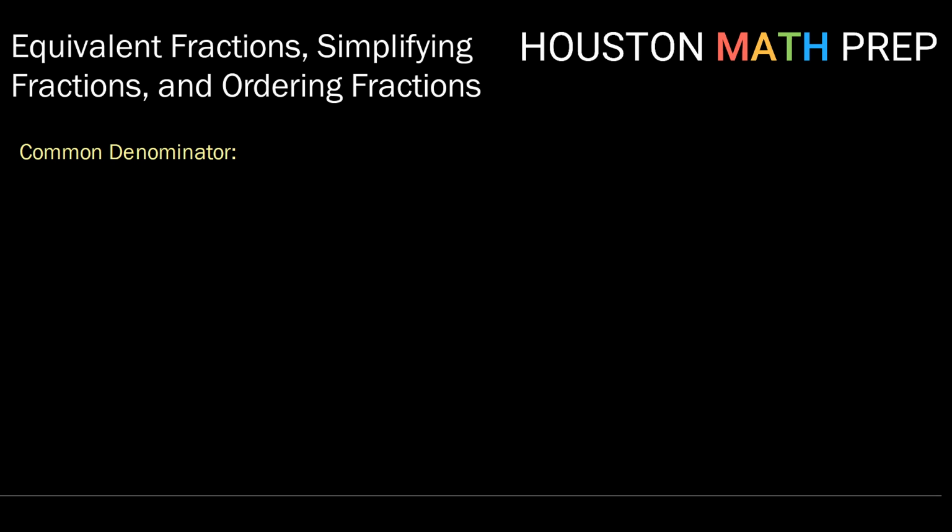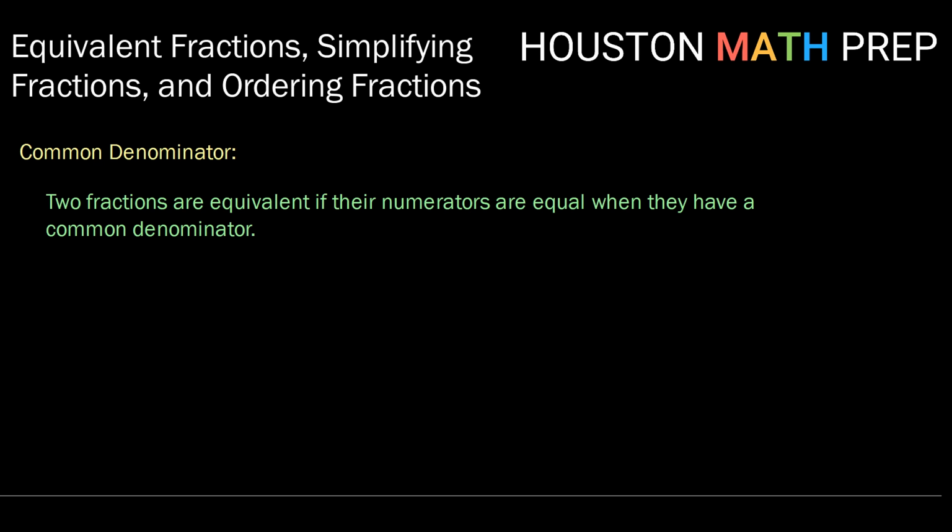Another way that we can tell whether two fractions are the same is to get a common denominator. Two fractions are equivalent if their numerators are equal when they have a common denominator. This comes from the fact that when we get a common denominator, what we are doing is making both fractions have the same size piece. Remember, the denominator tells us how many equal sized pieces make a whole. So when two fractions have a common denominator, they are working with the same size pieces.